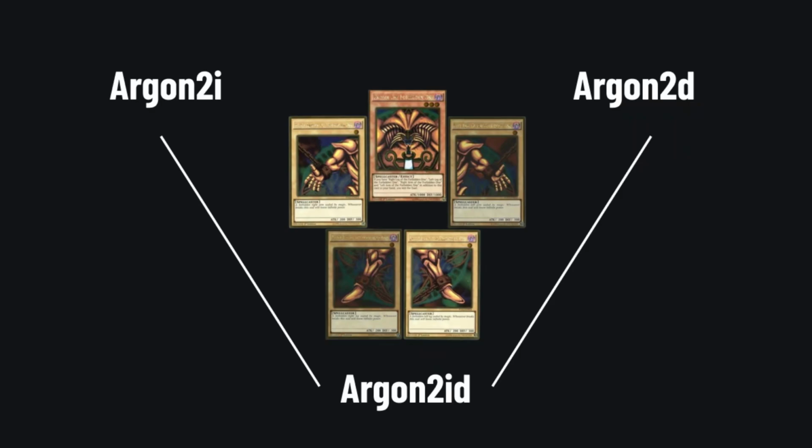Argon2 has three flavors. Argon2i resists side-channel attacks. In a nutshell, these are attacks where hackers don't break the system but learn secrets by observing timing, power usage, and behavior.